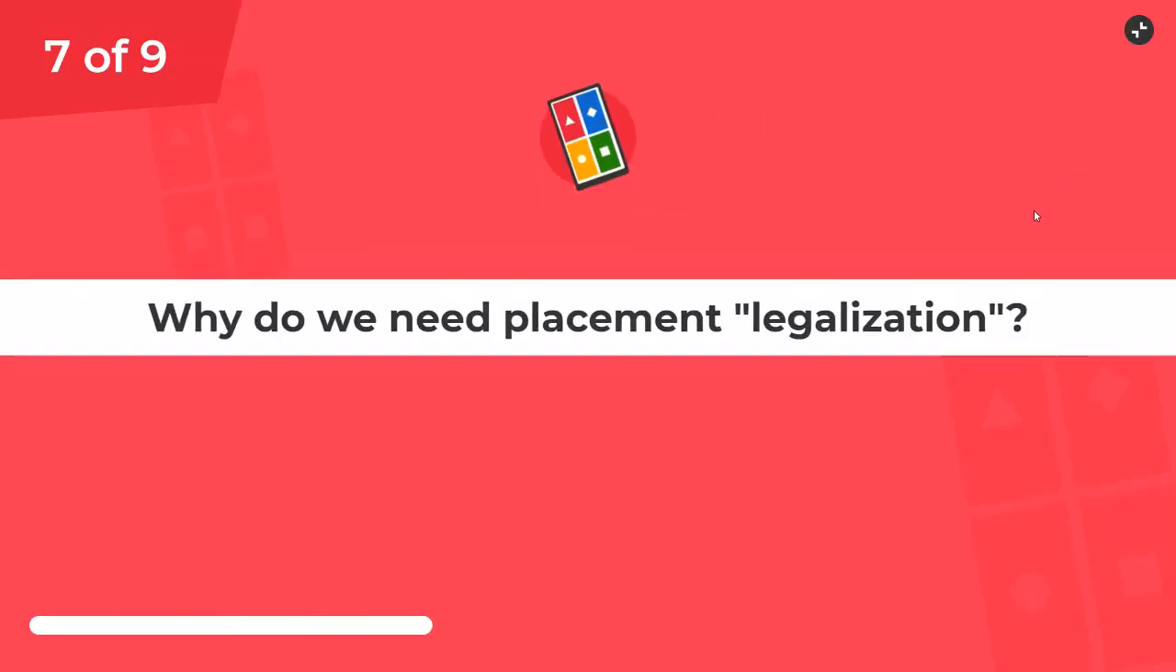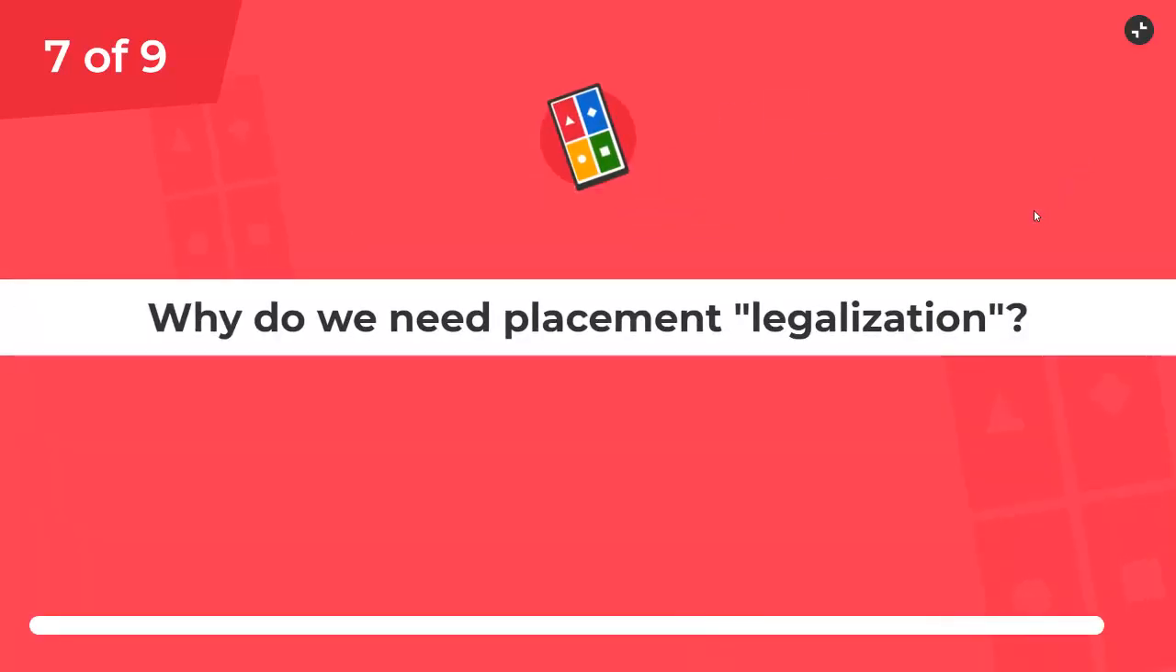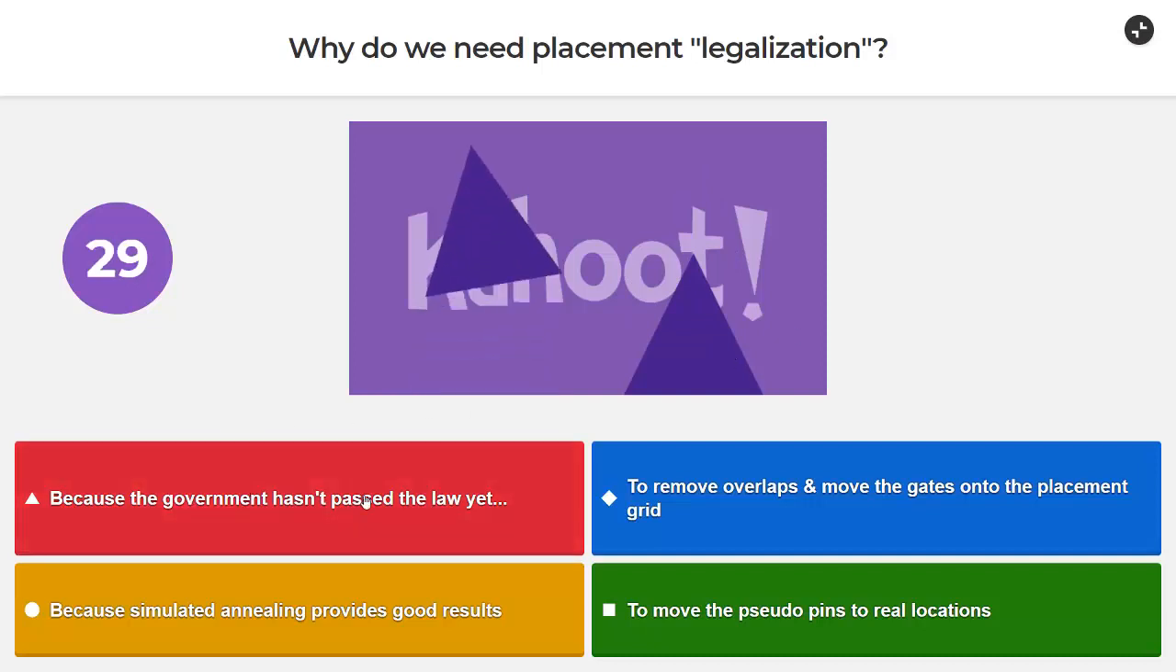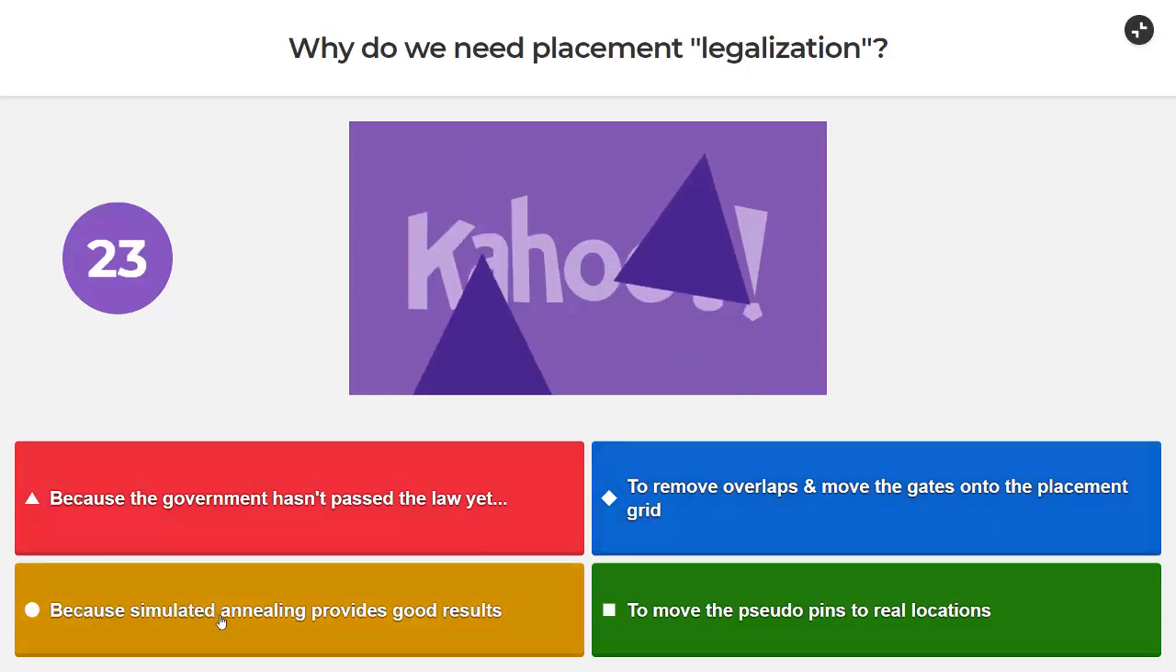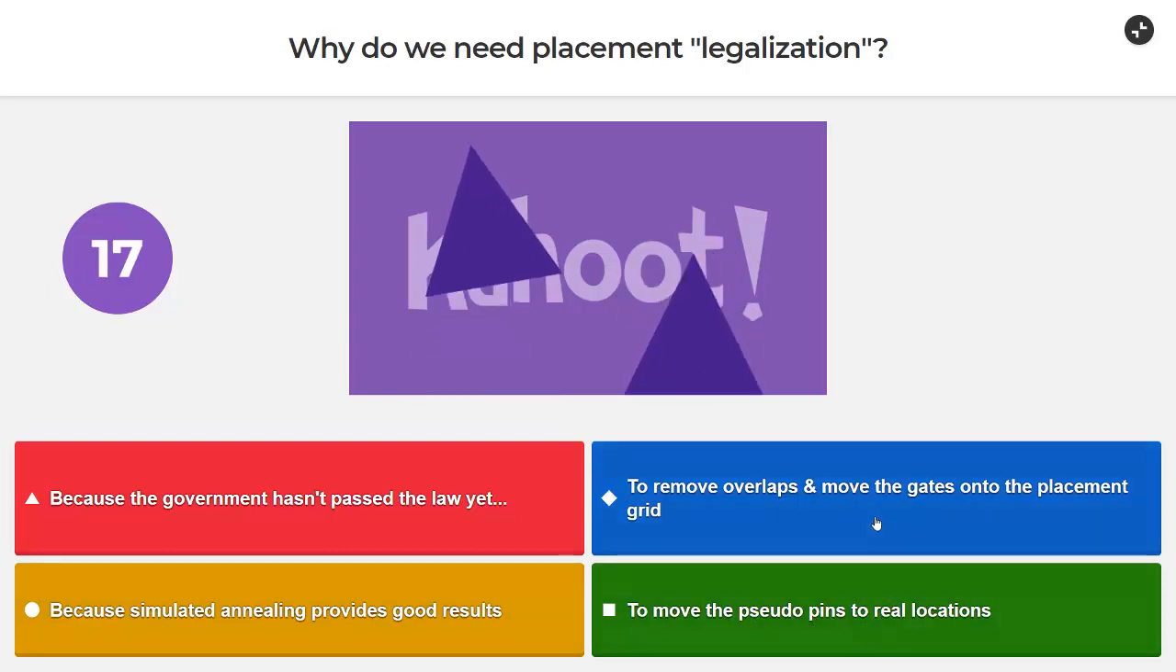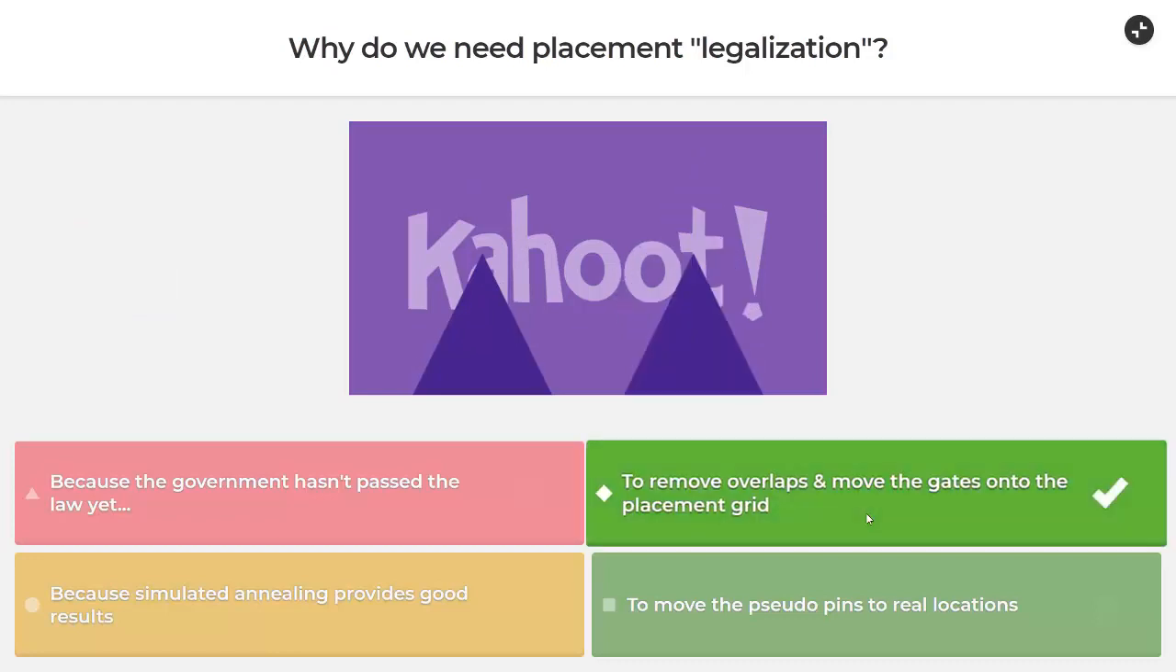Question number 7. Why do we need placement legalization? Because the government hasn't passed a law yet, I think it's that one, right? To remove overlaps and move gates onto the placement grid, because simulated annealing provides good results to move the pseudo pins to real locations. And I think this one's pretty straightforward. It's to remove overlaps and move the gates onto the placement grid.